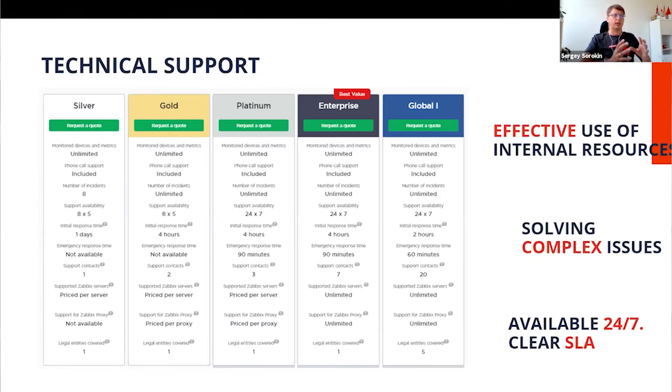So if you choose a particular level of support, you may count that if you post your question, you will get the reply within a certain time and with a certain quality.